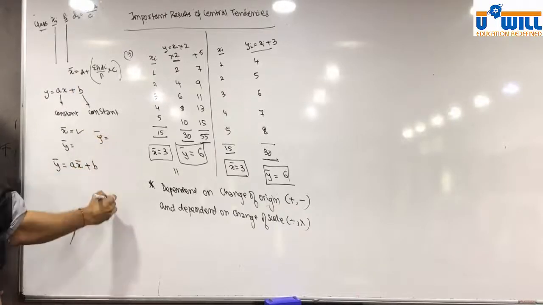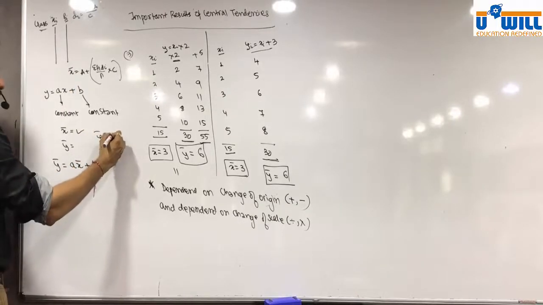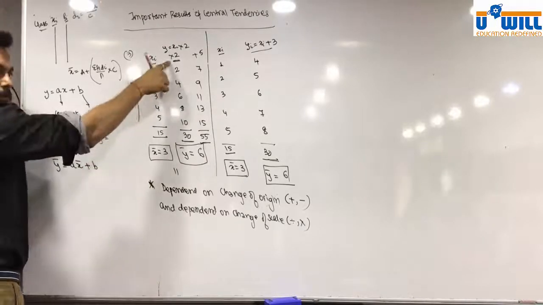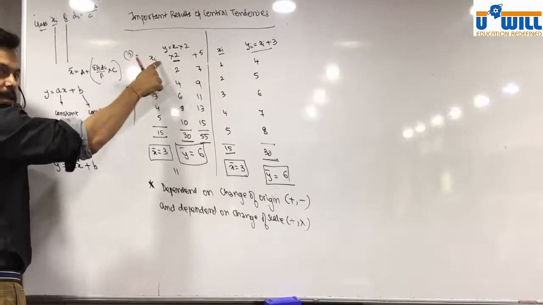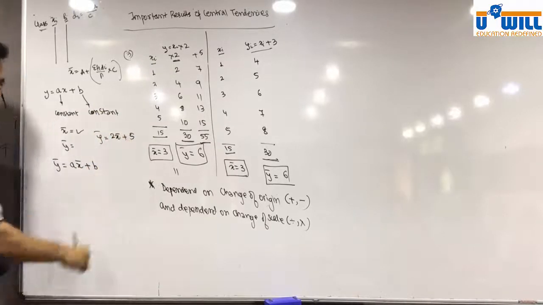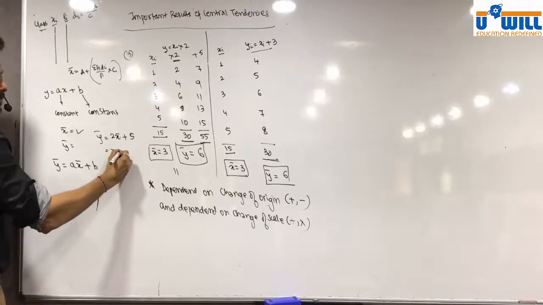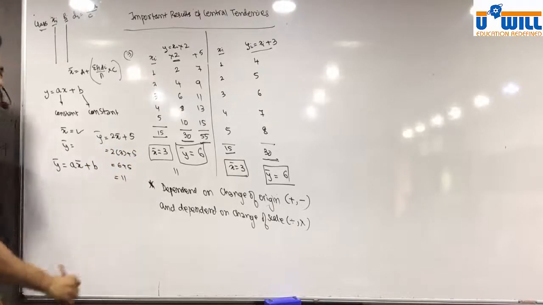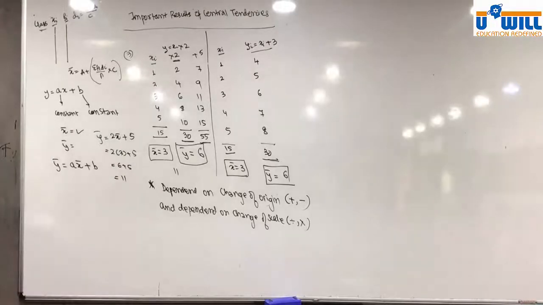Y bar is equal to A. What is the constant जिससे multiply किया? 2. Constant 2. 2 को multiply किया ना x से. So 2 into x bar plus what? 5. So क्या है? 2 into x bar is 3 plus 5. 3 2s are 6 plus 5 equal to 11. पता चला? Okay, this will come as a short sum.